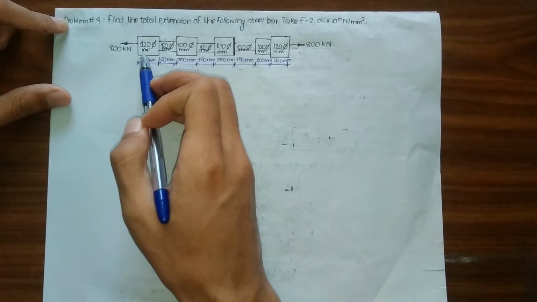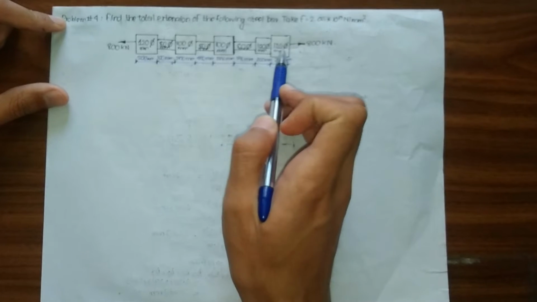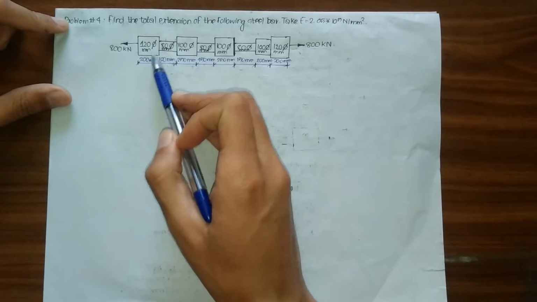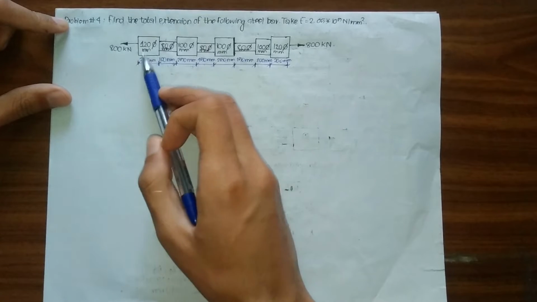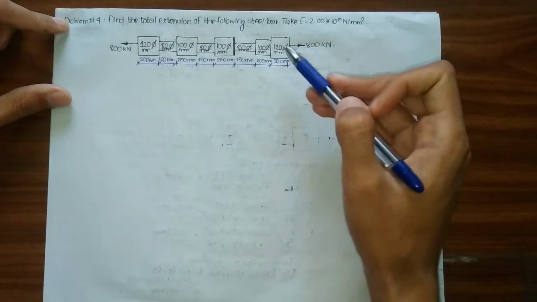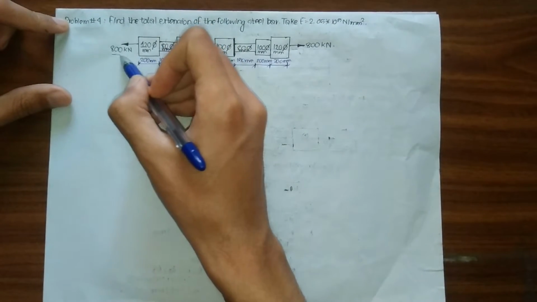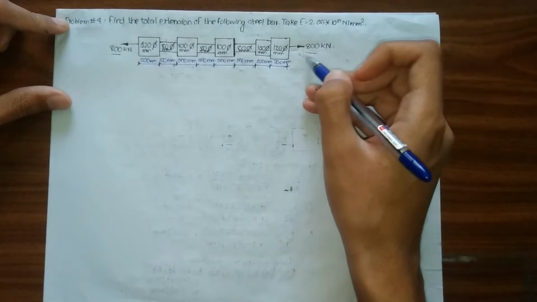As you can see here, a steel bar which consists of 8 sections, and each section has its respective length and its respective diameter of 120 mm, 80 mm, 100 mm, up to 120 mm, and there are two forces of 800 kilonewton acting at the left and right ends of the bar. The question seems a bit tricky at first, but it is not as tricky as it seems.